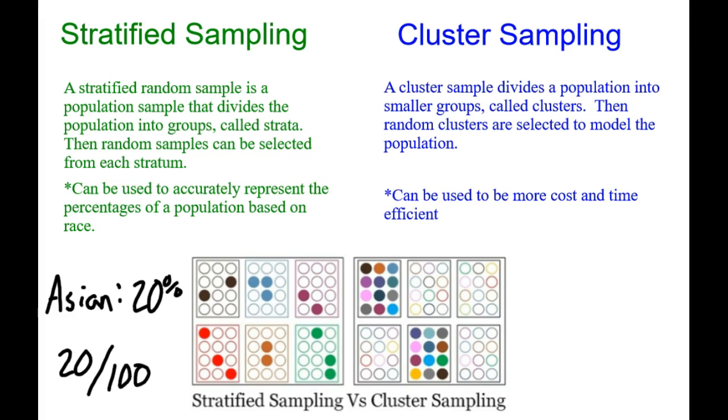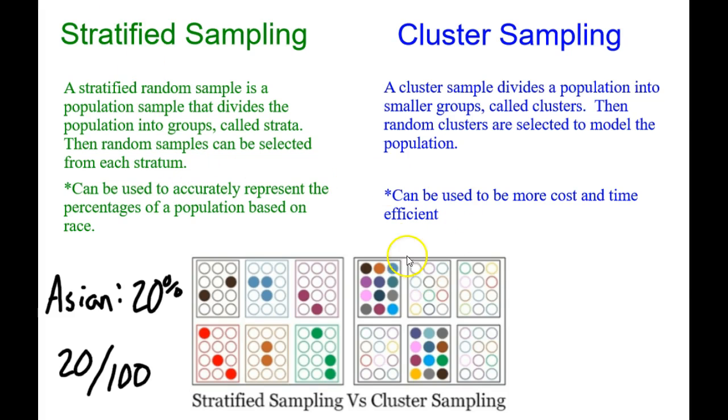Now we're going to discuss cluster sampling. A cluster sample divides a population into smaller groups called clusters. Then random clusters are selected to model the population. Cluster sampling would be used if you're trying to be more cost effective or time efficient with your survey.